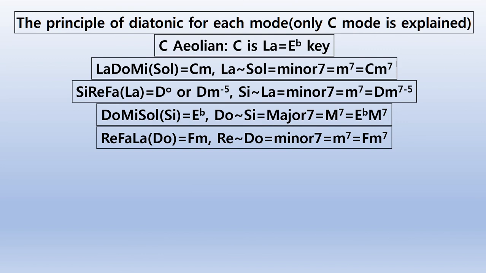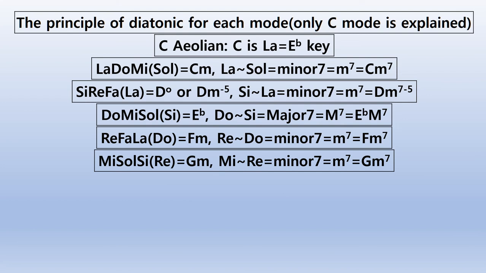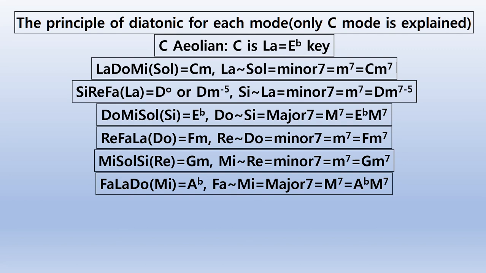The fourth La Pa La triad is in F minor, and the upper Do is a minor seventh from La, so La Pa La Do is in F minor 7. The fifth Mi So Si triad is G minor, and the upper note La is a minor seventh from Mi, so Mi So Si La is G minor 7. The sixth Pa La Do triad is A flat, and the above note Mi is a major seventh from Pa, so Pa La Do Mi is A flat major 7.